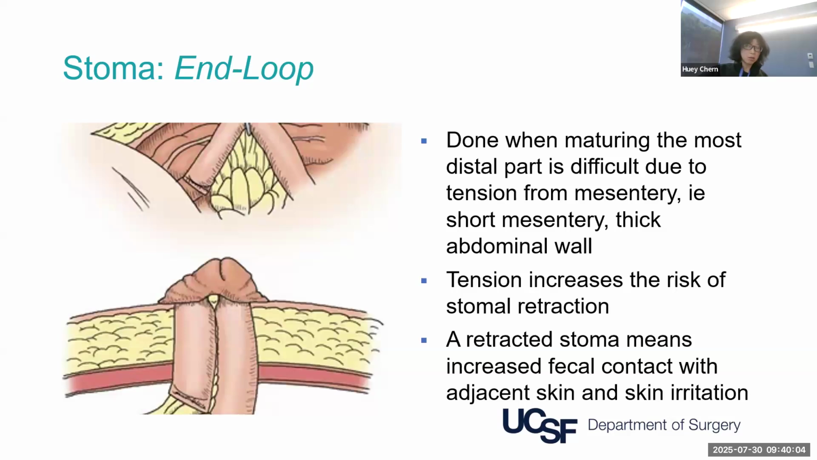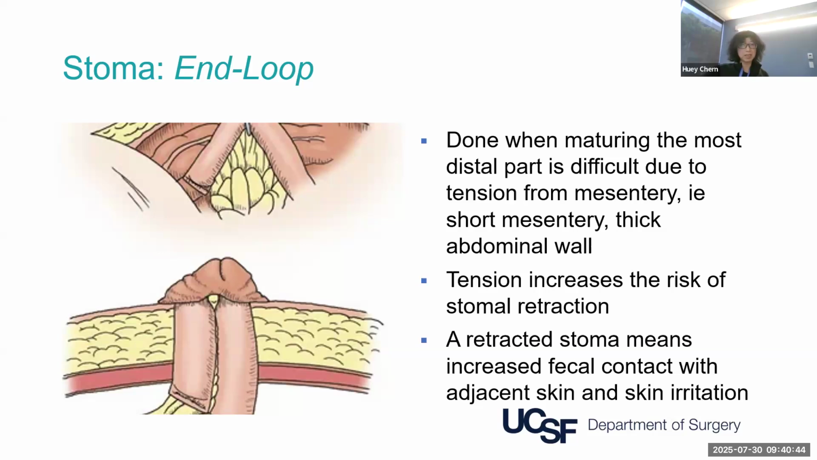There is something called the end loop. Even though it's brought up as a loop, you can see that it's stapled off here. It's really done because the patient's body habitus sometimes may make it hard to create an end stoma. Basically, for patients with a thick abdominal wall or short mesentery, where the mesentery is fairly tethered, you can't really bring that stapled end of the intestine up to form an end stoma.